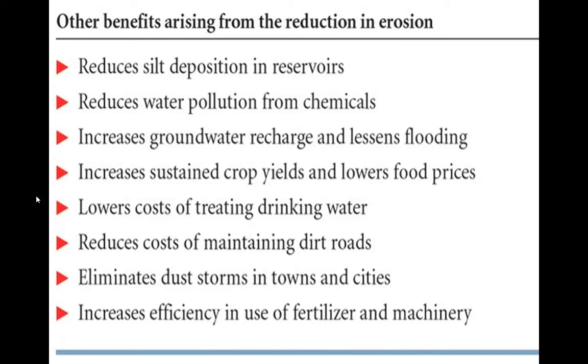It can increase sustained crop yields and lower food prices. With better yield, you get lower food prices. It can lower the cost of treating drinking water because there's less chemicals in it. It can reduce the cost of maintaining dirt roads. Dirt roads will erode away. And it eliminates dust storms in towns and cities, like we saw with the Dust Bowl. And it increases the efficiency and use of fertilizer and machinery, since the soil that we apply the fertilizer to isn't getting washed away.